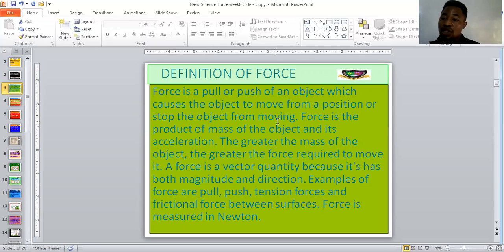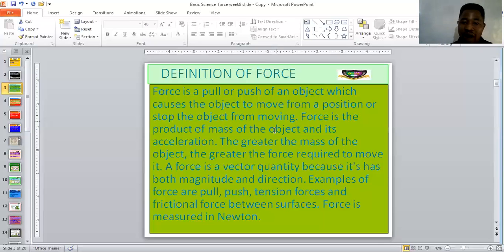So force is the product of mass. Mass is the weight of that object that you want to push or that you want to pull. And its acceleration. Acceleration is movement of the object in a particular direction. Are you getting it now? So when you push a thing or when you pull a thing, you are applying force, and you're doing so in a particular direction. And that object is going to go in the direction of the force that you have applied. I hope that is clear.